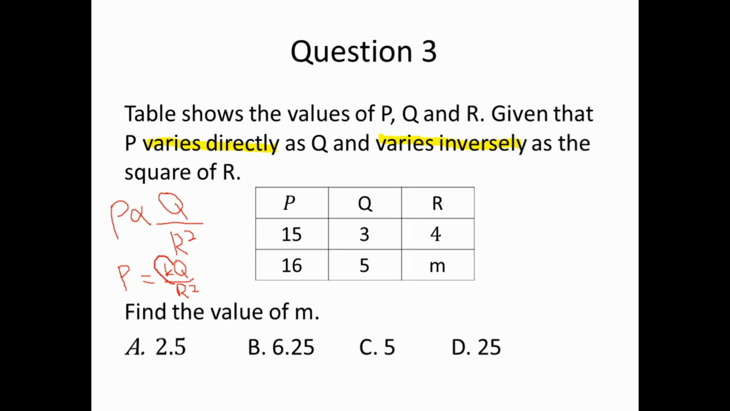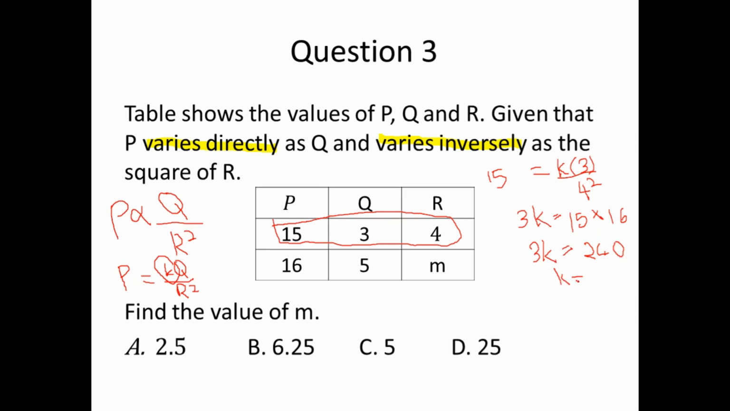We have to find the value of k first. So we use this pair of P, Q, R to find the value of k. P equals 15, Q equals 3, and R equals 4. So 3k equals 15 times 4 squared. 4 squared is 16. Then you calculate 15 times 16, which is 240. So k equals 240 divided by 3, which is 80.